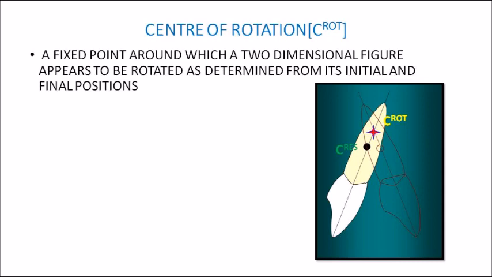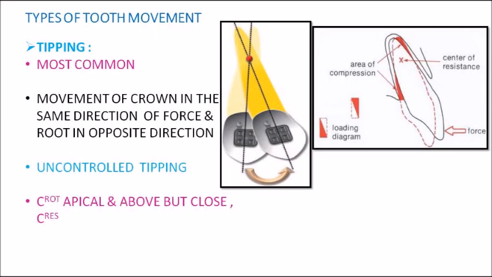So the center of rotation is determined by drawing the long axis of the tooth in its initial position and then its final position, and the point at which these two lines intersect will give you your center of rotation. So we have seen center of resistance and center of rotation. Now we will talk about the types of tooth movement. There can be different types of tooth movement, which depend upon where your force is applied with respect to your center of resistance and center of rotation.